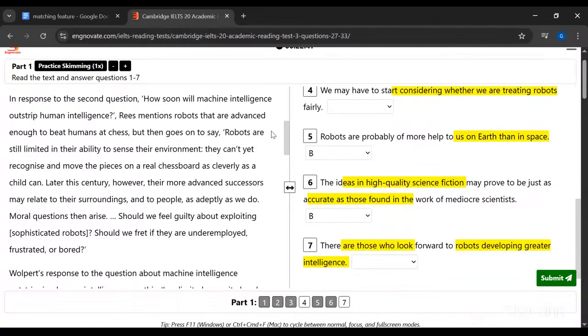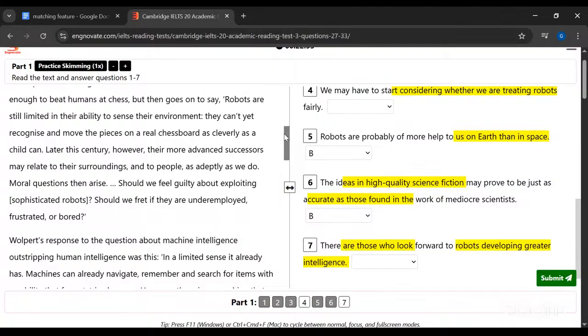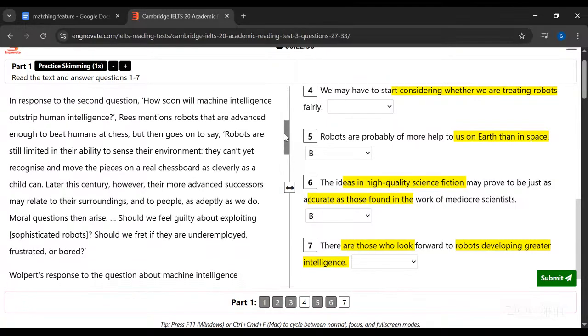Sorry, we may have to start considering whether we are treating robots fairly. So I think this goes with this paragraph. Reese mentioned robots that are advanced enough to beat humans at chess. And if we go to the third last line, should we feel guilty about expecting sophisticated robots? Should we fret if they are underemployed, frustrated, or bored? So I think this goes with the statement number 4. Yeah, it would be. Yeah, it's related to the treatment. And it would be A.